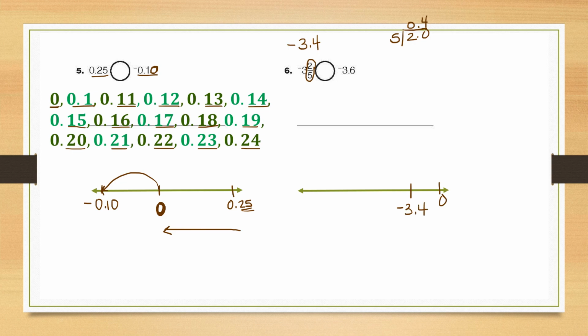So what numbers would fall between -3.4 and -3.6? Well, if we're only going with tenths, there actually is just one. Now, of course, if you're going to go down to hundredths and thousandths, you could get more detailed, but a clear answer would be -3.5.